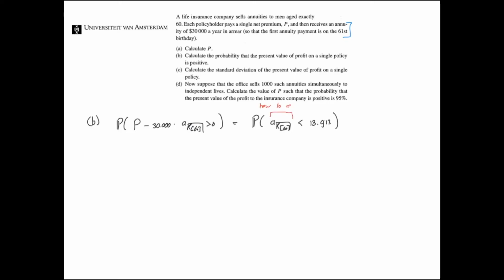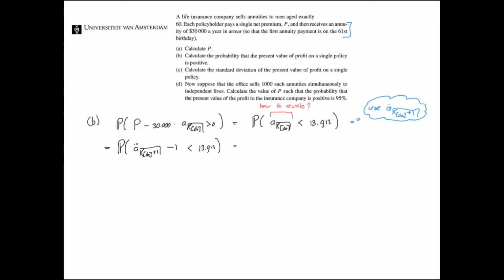So how to rewrite this using formulas that we know, we use the ä_{K60+1}, because for this one there are formulas known. So we rewrite this as we saw in part A: this is equal to ä_{K60+1 bar} minus 1 smaller than 13.913.